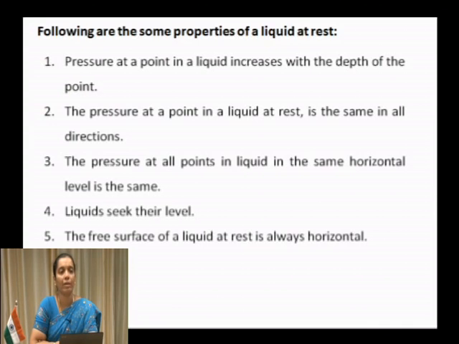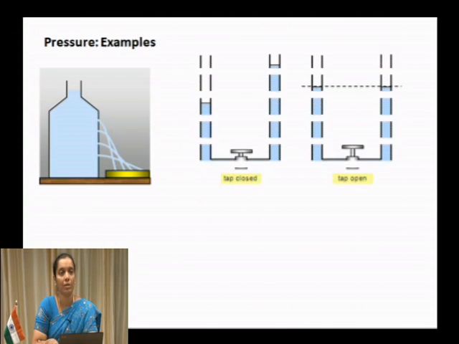Liquids seek their level, that is the fourth property due to the pressure exerted by the liquid, that can be shown here in this slide. Liquids seek their level. When the tap is closed, we can see the height of the liquid is more on one side of the U tube and it is less on the other side of the U tube. Whereas when the tap is open, the pressure is equally distributed, hence the height of the liquid is the same in both the tubes.